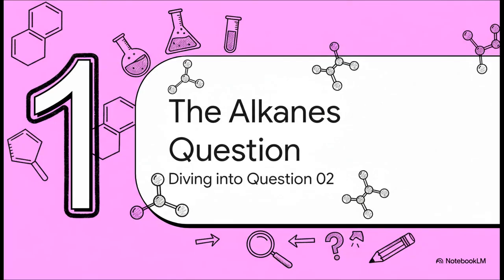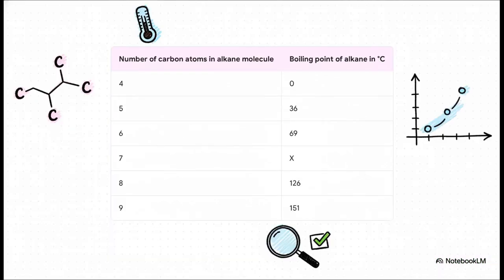So, to show you exactly what I mean, we're going to do a deep dive into one single question from an AQA GCSE Chemistry paper. We're looking at question 02, which is all about alkanes. We're going to break it down part by part, looking at the question and then at the exact wording from the mark scheme. Okay, first up, we've got a table.